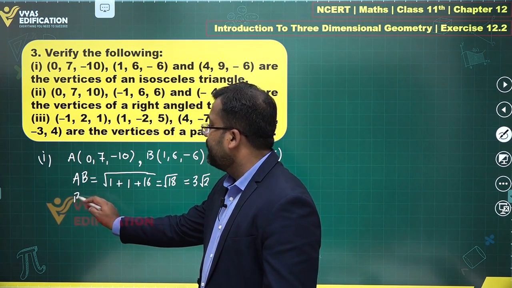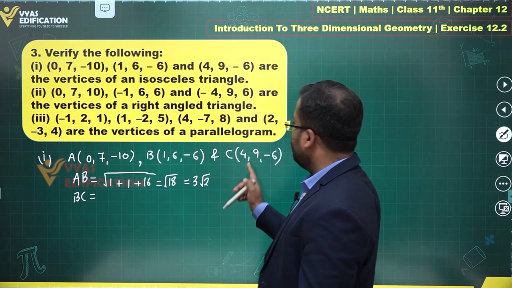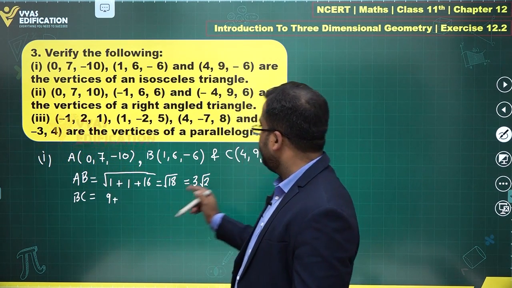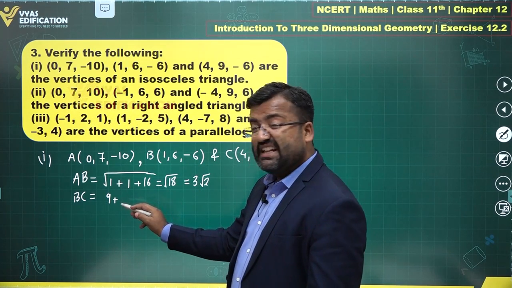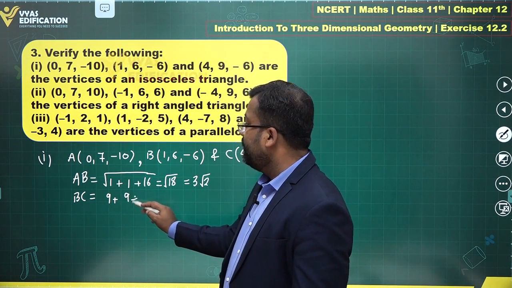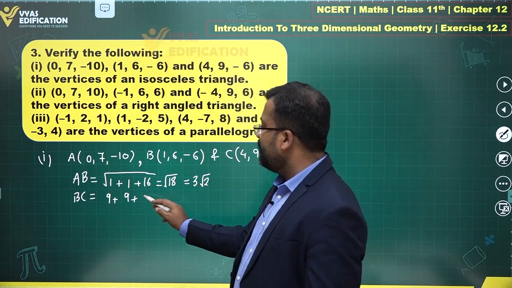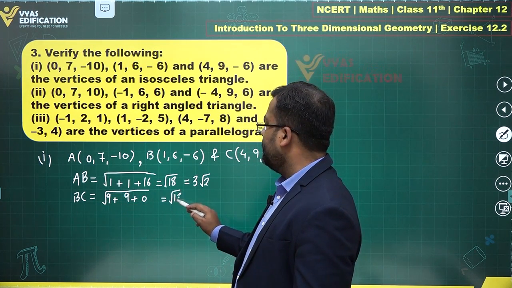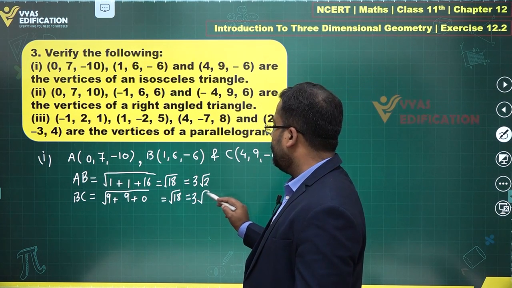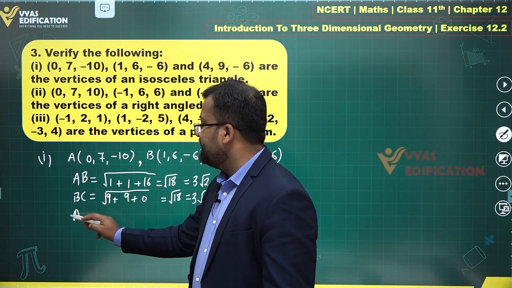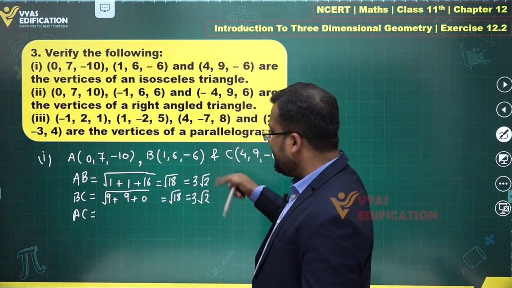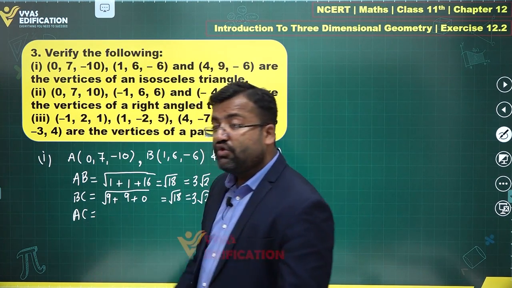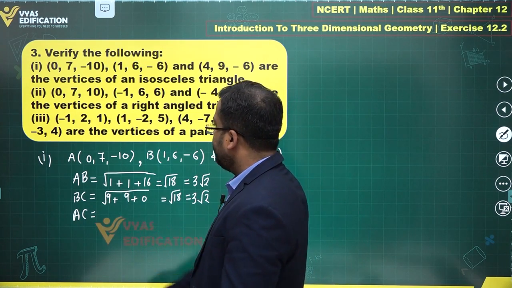What about BC? The side length BC, what will it be equal to? 4 minus 1, 3 squared is 9, plus 9 minus 6, which is 3 squared, which is 9, plus -6 minus -6 is 0. This is what you get, which is under root of 18, which is again 3 root 2. What about AC? So if you see, I get AB is equal to BC. Let's find AC as well to ensure that this is forming a triangle, right?